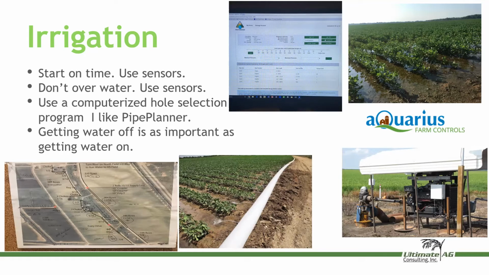I like the water sensors. Aquarius Farm Controls, I really like the products that they're producing out there today, in conjunction with pipe planner. Not only are we going to get the right amount of water out there, we're going to get it at the right times, in the right place. You should be able to see about a 20-25% savings in using the water sensors. You'll see additional savings using pipe planner. So it's not only going to make your life easier, it's going to save you money at the end of the day.